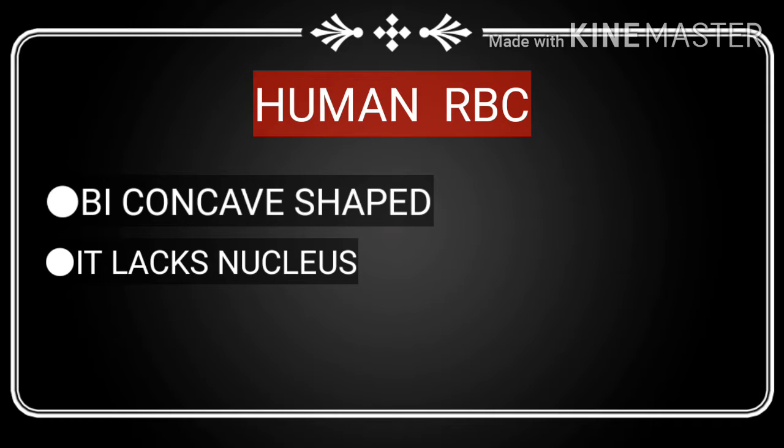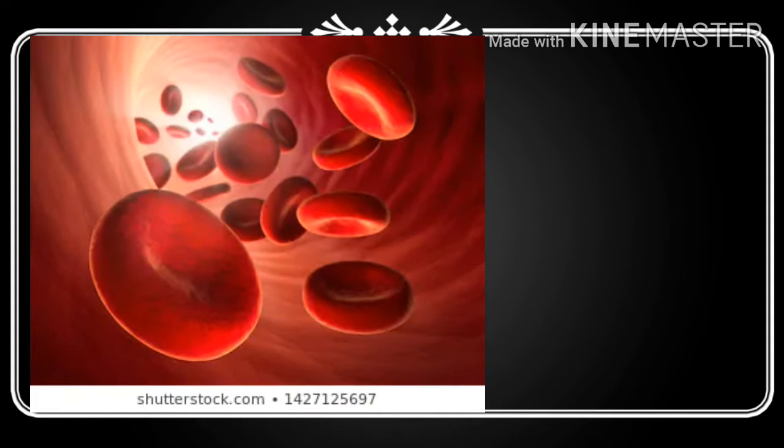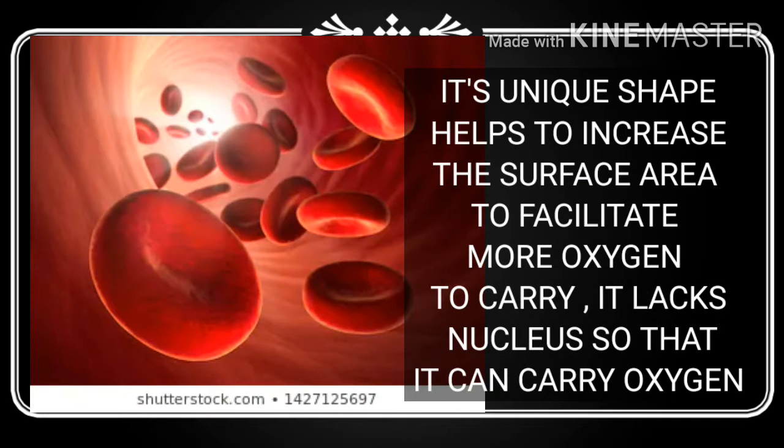Can anyone tell me why? I hope you know the answer. But here I will again explain it to you. The unique shape of the RBCs, or the red blood cells, increases the surface area of the cell, which helps them to carry more oxygen. Also, they lack a nucleus as that can facilitate more hemoglobin so that they can carry more oxygen.